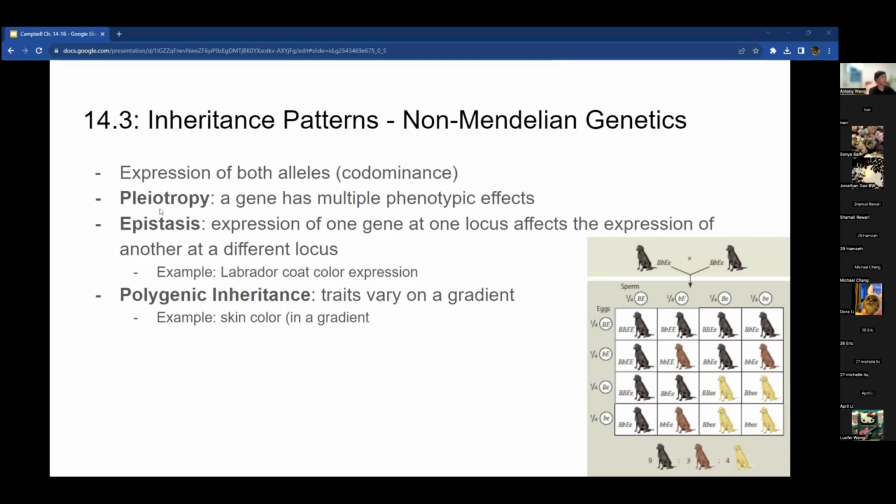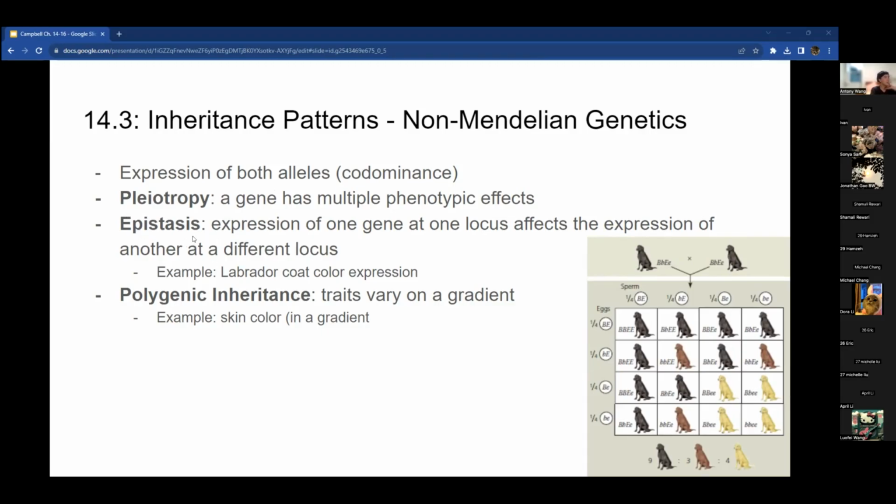The first of which is pleiotropy. Pleiotropy just means a gene has multiple phenotypic effects. So like maybe genes that code for transcription factors or Hox genes, homeobox genes, the genes that have effects on the entire organism as a whole, they will show pleiotropy, whereas generally Mendelian genes affect one single trait.